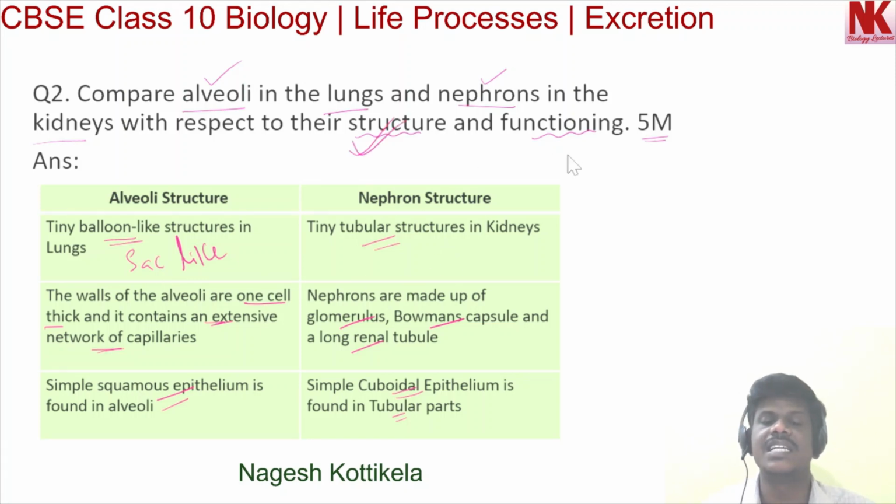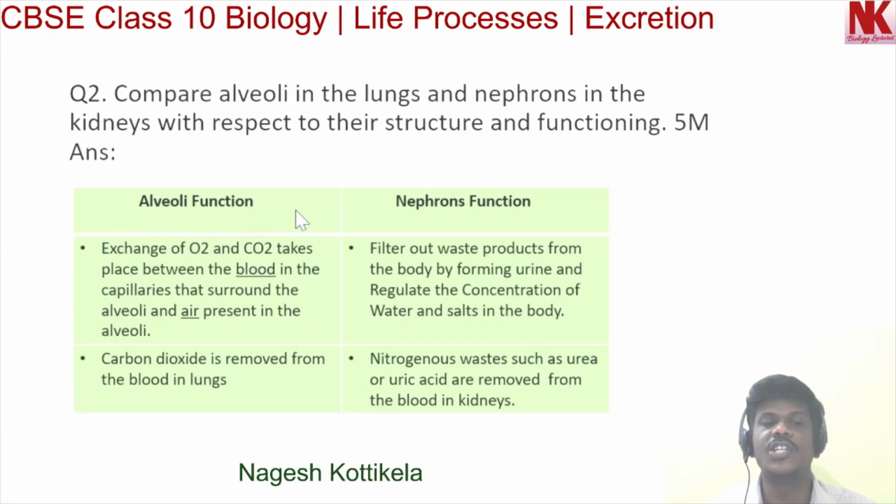Now let's discuss the functional differences between these two structures. Now functionally how they are different, let's discuss. Exchange of oxygen and carbon dioxide takes place between the blood in the capillaries that surround the alveoli and air present in the alveoli. So between these two, the exchange of gases, oxygen and carbon dioxide, takes place. So that is the function of alveoli.